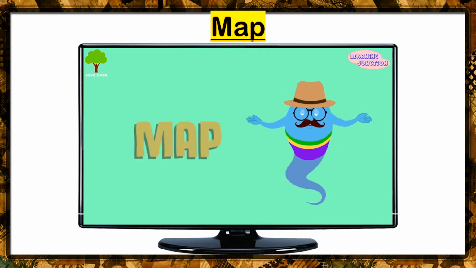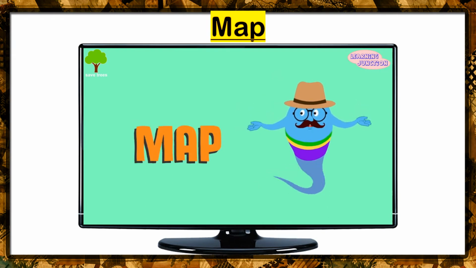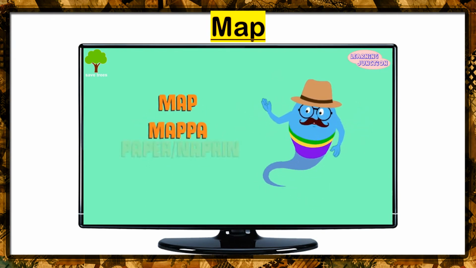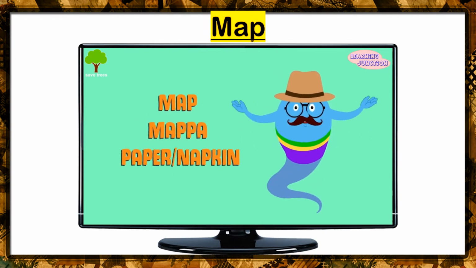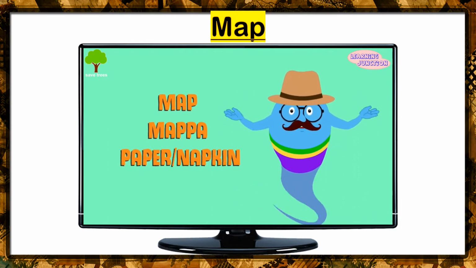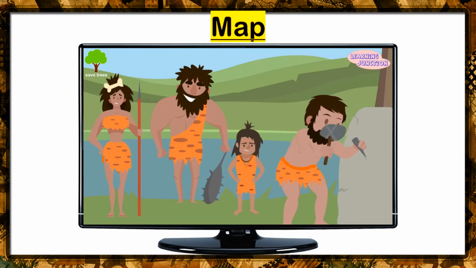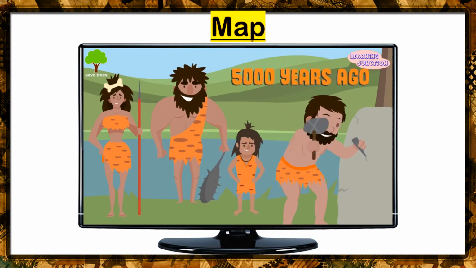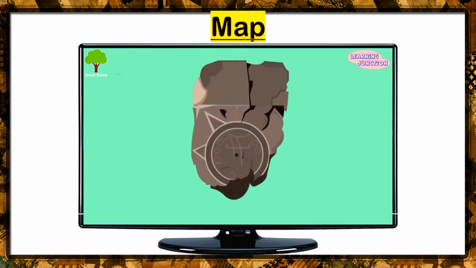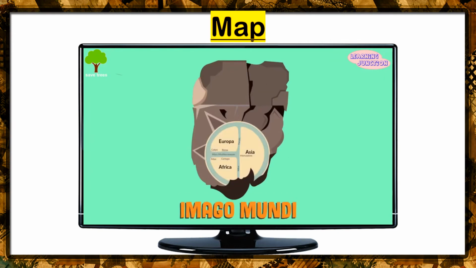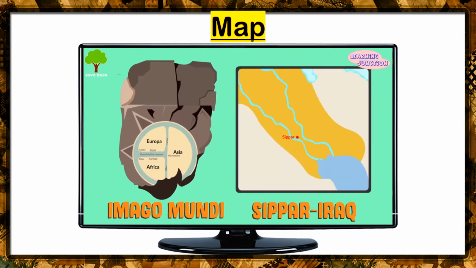The word map originated from the Latin word mappa, that means a paper or napkin. These were the materials the earliest maps of the world were drawn on. The history of mapping can be traced to approximately 5,000 years ago. Guys, this is the Imago Mundi. It is considered the oldest surviving world map. It was found in a town called Sippar in Iraq.